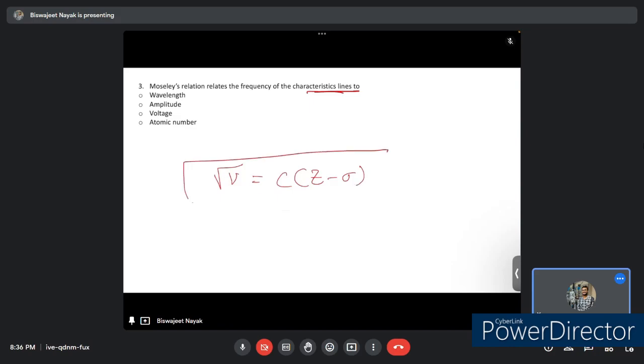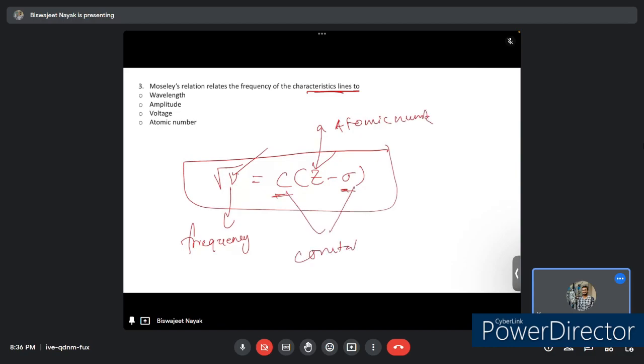So Moseley's relation relates the frequency of the characteristic line to the atomic number. What does Moseley's relation tell us? It is a relation between the square root of frequency and atomic number, where Z is the atomic number, the frequency, and these are some constants.